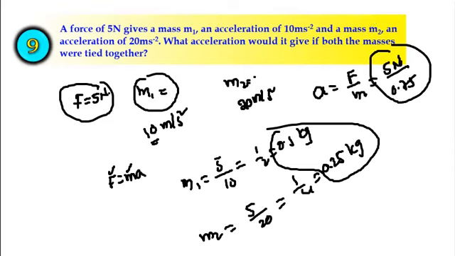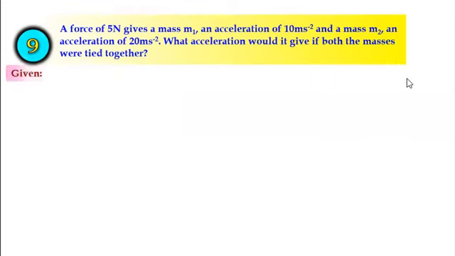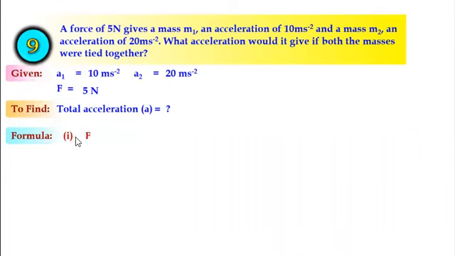The steps you need to write in your exam are as follows. Write the given data. a1 is equal to 10 meter per second square, the acceleration of the first body. And a2, the acceleration of the second mass, is 20 meter per second square. Then force F is given as 5 newtons. And then to find the total acceleration, a is equal to question mark. To find this a, the formula is F is equal to ma.